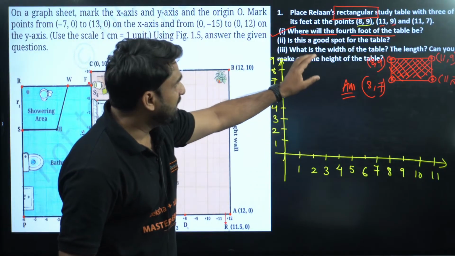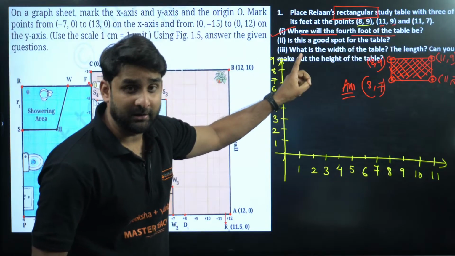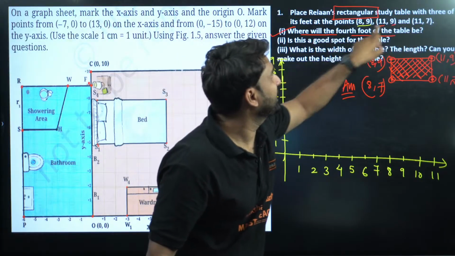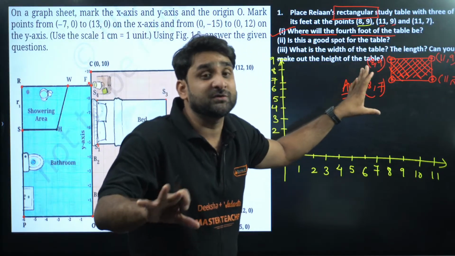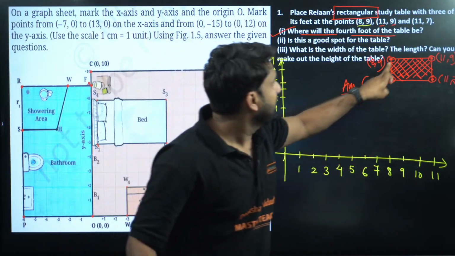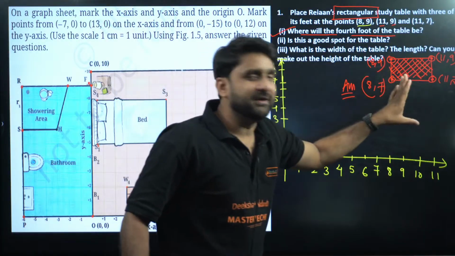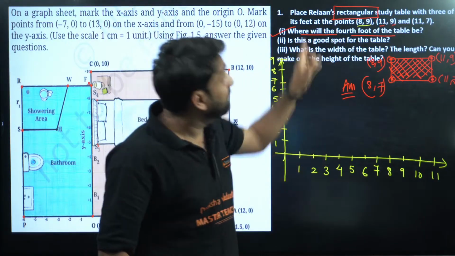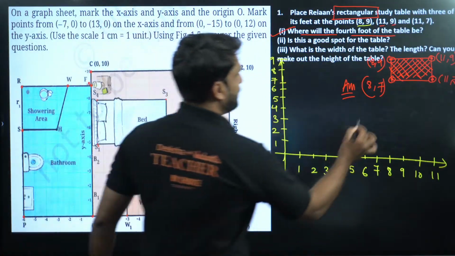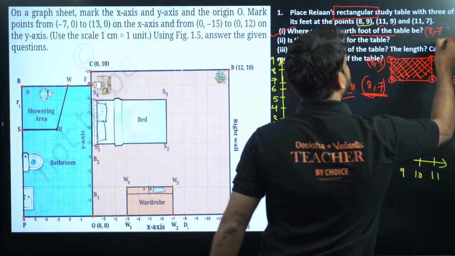So Rians has to place his rectangular study table on this graph paper, and the 3 foot positions were given in coordinate form, and the question was asking where the fourth foot will lie. By representing the 3 coordinates, we can directly get the fourth one, because the table is rectangular in shape. I hope this is clear to you all. Clear to everyone? So 8, 7 will be the answer. So the first question is answered as 8, 7.